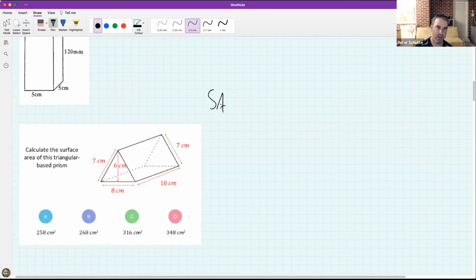So we're trying to find the surface area of this triangular prism. I'll do method 1 and method 2 again here, just to keep us open to all methods. Oh, we've done quite a lot today.